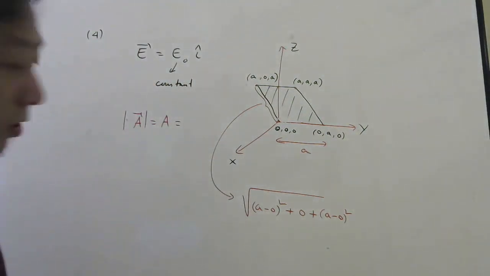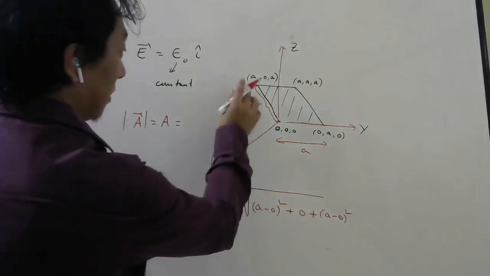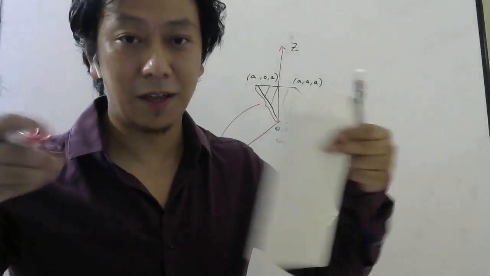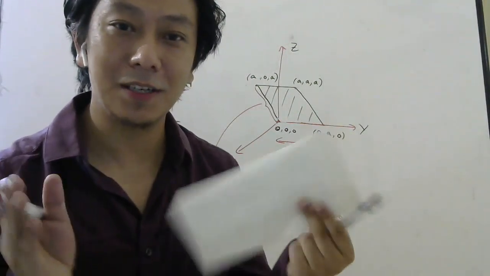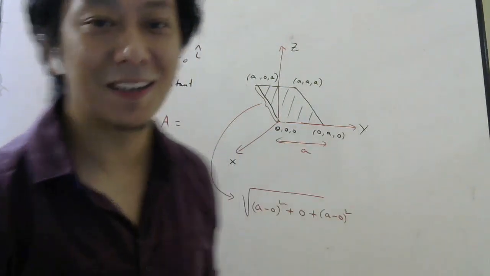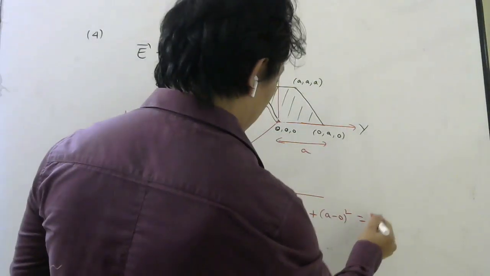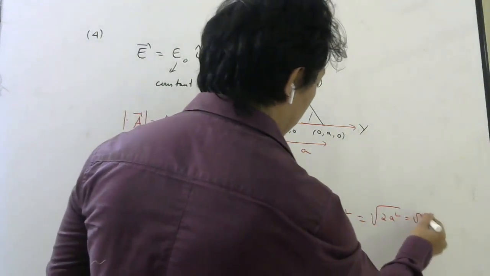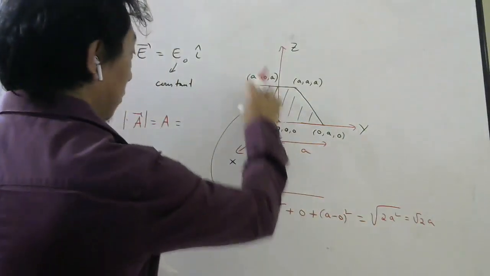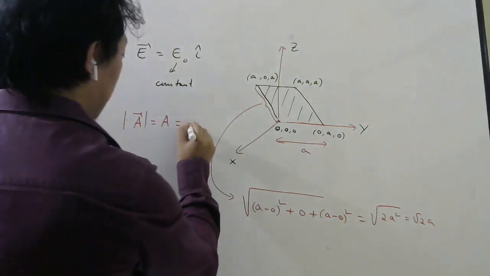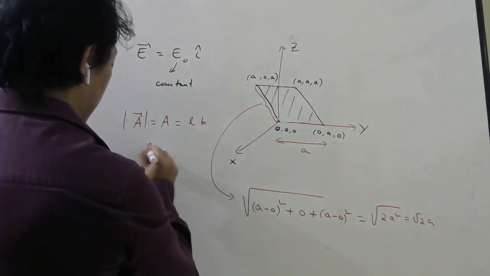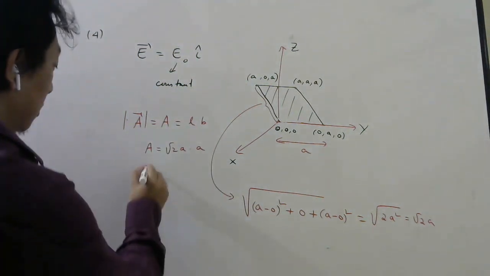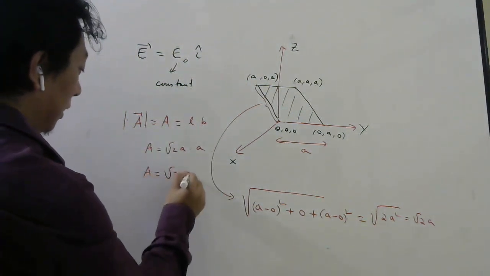If you know the coordinates of 2 points, which are the ends of the line, then you can find the distance, the length of that line. So this will give you root of a square plus a square, root 2 a square, which is root 2 a. So this length we know, this breadth we know. So area will be length into breadth. So area will be root 2a into a. So area is root 2a square.